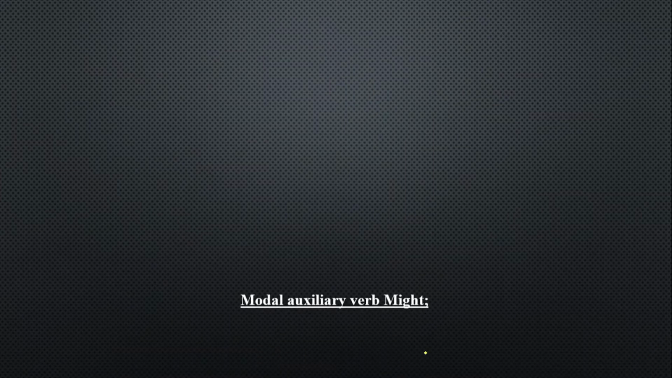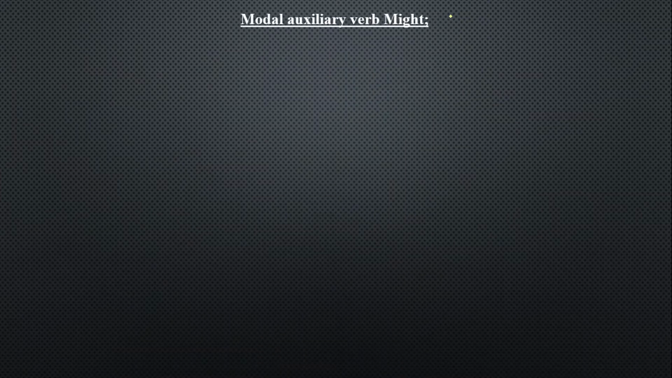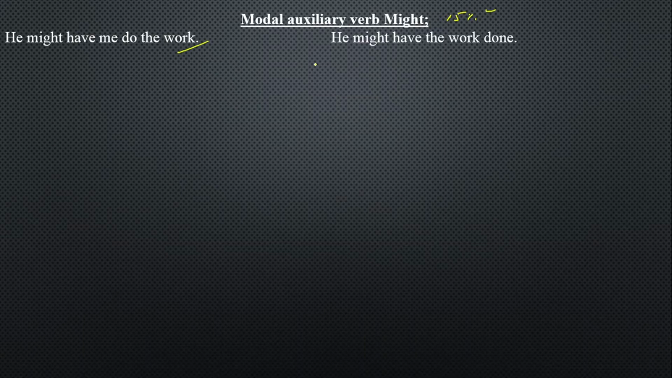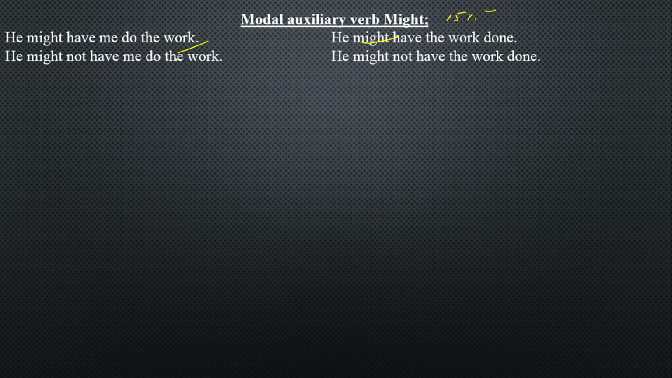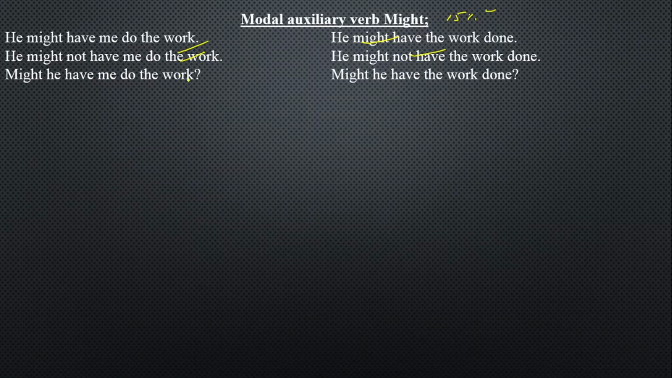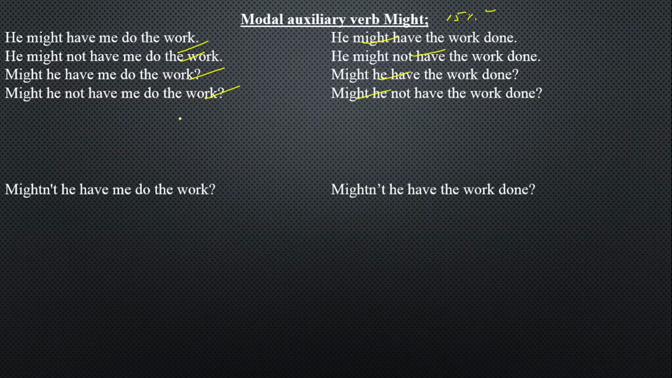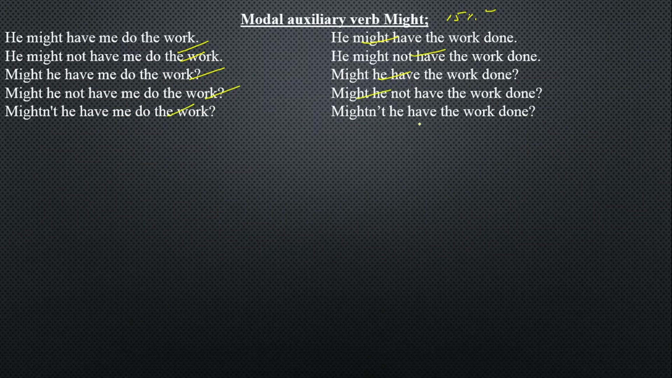Next modal auxiliary verb we have got is might, which is used for 15% of possibility of an action. He might have me do the work, he might have the work done. He might not have me do the work, he might not have the work done. Might he have me do the work, might he have the work done? Might he not have me do the work, might he not have the work done? Mightn't he have me do the work, mightn't he have the work done?